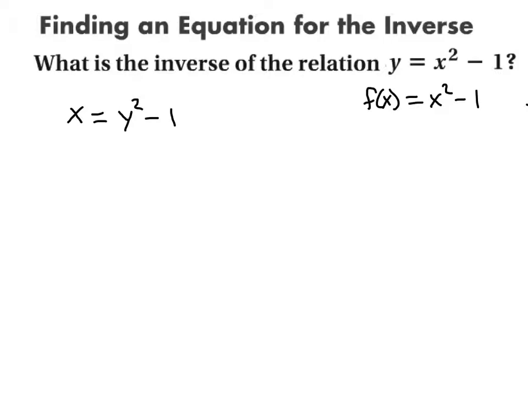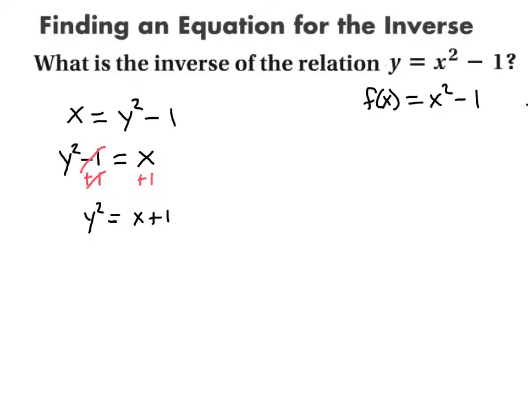So for this first example, I'm going to move it to the left side. I'm going to flip-flop my equation. Please stop me if anything is confusing. I'm simply going to rewrite this as y squared minus 1 equals x. Is that okay? Good. Now I need to get y by itself. What's my first step? Add 1. So y squared equals x plus 1.